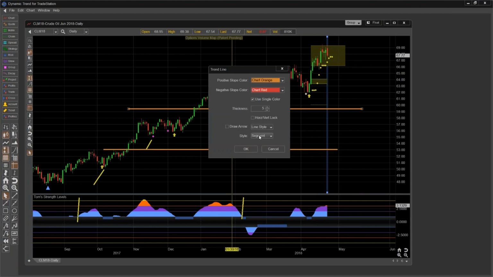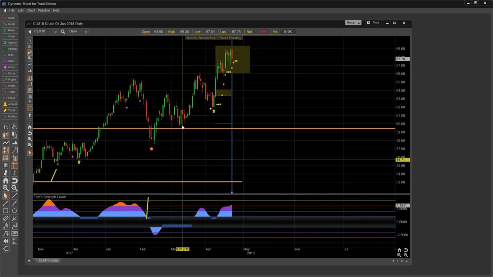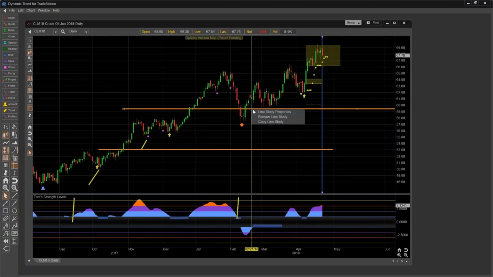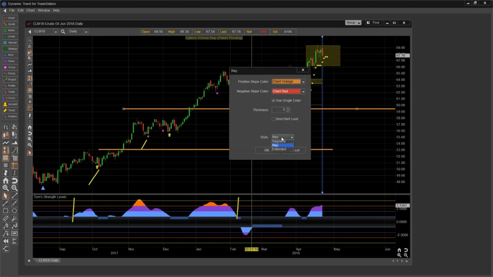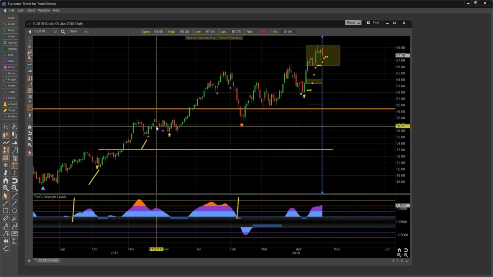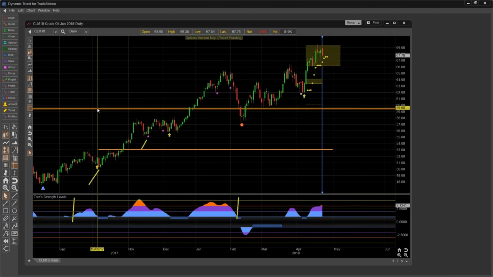a segment, which means from X to Y, or you can make it a ray. Ray means it just goes forward in time, okay? Or you can make that extended on both sides. So now that line goes in both directions.